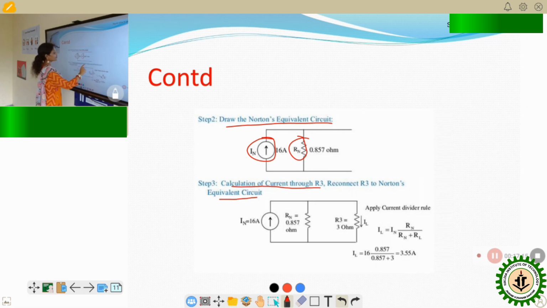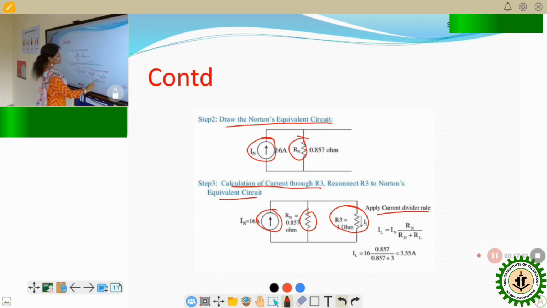Calculation of current through R3. Here the current divider rule is applicable. So IL will be equal to what? Total current multiplied by RN, the opposite resistor, divided by the total resistor, RN plus RL. Here RL means the R3.